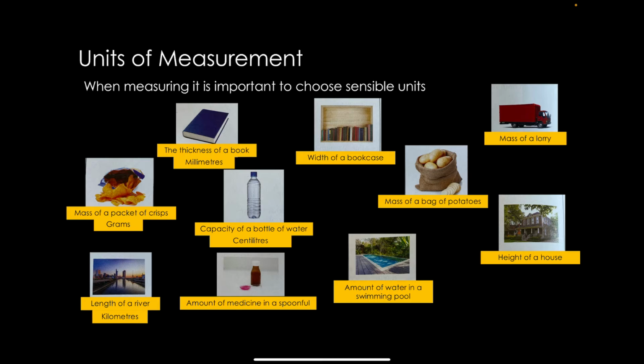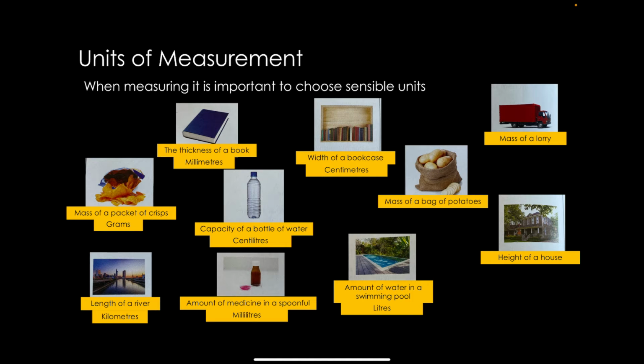The capacity of a bottle of water. Now, they tend to be measured in centilitres when you look at it on the bottle, but you could also measure it in millilitres. The amount of medicine in a spoonful. So in a spoonful, we measure that in millilitres, okay? Whereas if it was a tablet, an actual physical tablet, we'd measure that in milligrams. The width of a bookcase, we could measure that in centimetres, but we could also maybe measure it in metres. It depends how big it is.